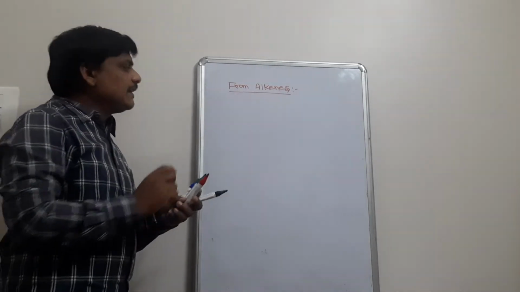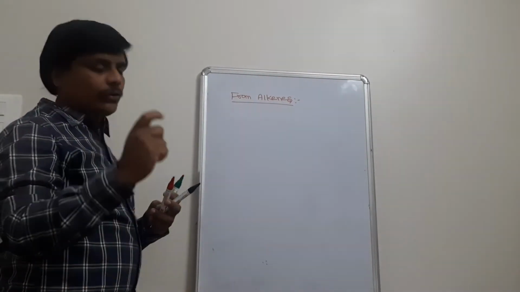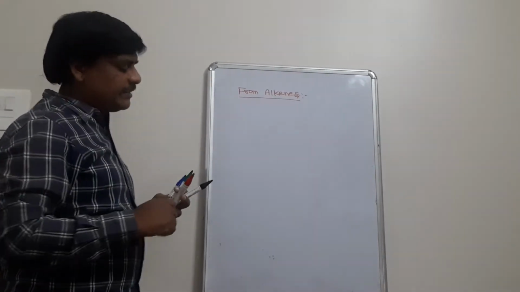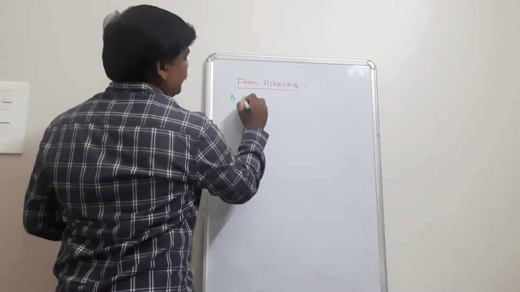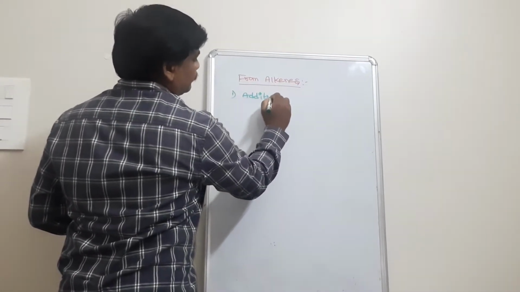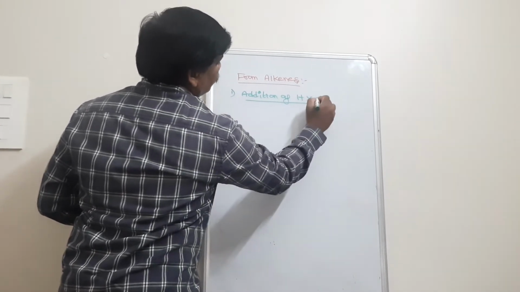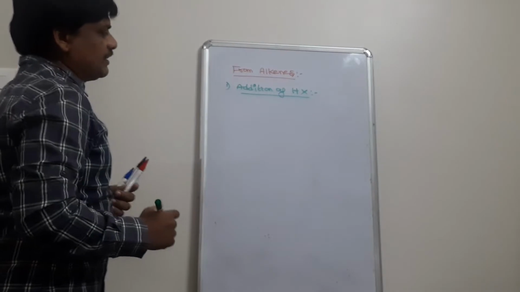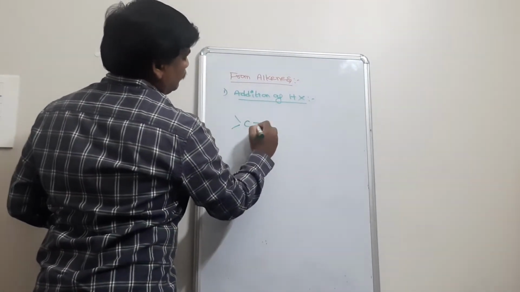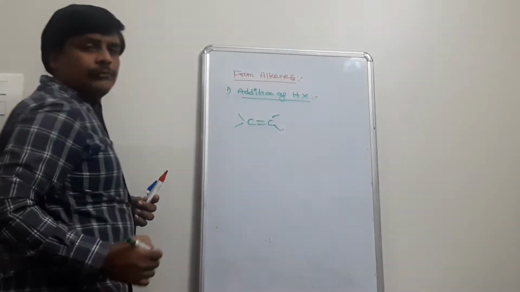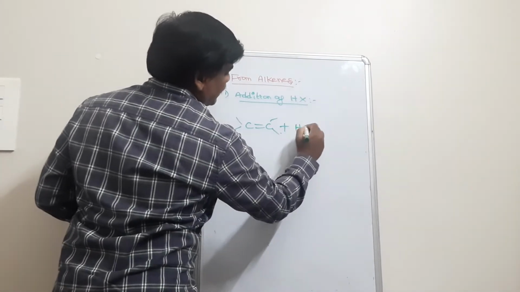So we know that since these alkenes are unsaturated hydrocarbons, they readily undergo addition reactions. So the first process is addition of HX, that is hydrogen halide. If you take an example, see here, this is alkene plus HX.